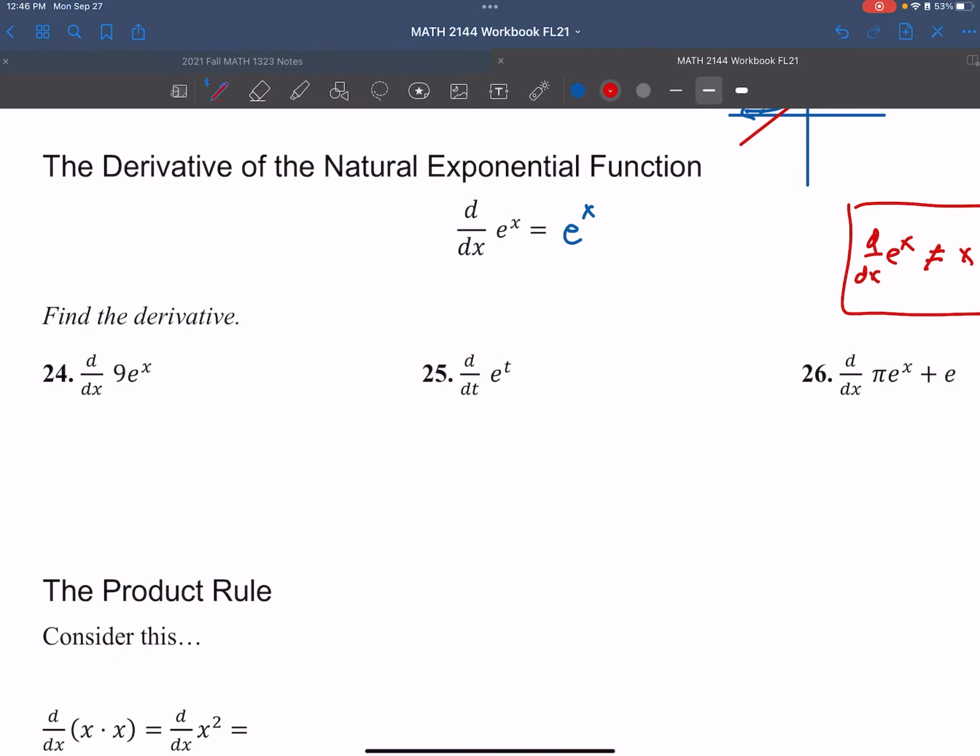So in 24, what we're going to look at is the derivative of 9 e to the x. Let me just ask this: I see a constant here. Is the derivative just 0? No, that's a constant multiple, not a constant function. So the derivative here is simply 9 times the derivative of e to the x, which is e to the x. So the derivative is just 9 e to the x.